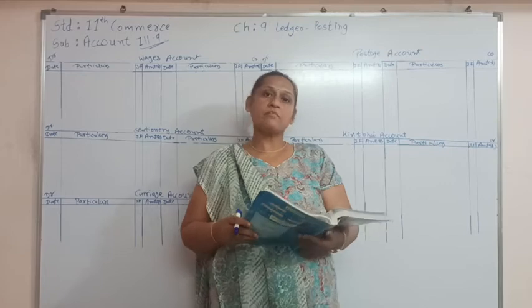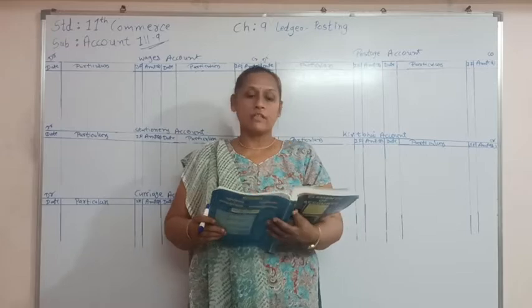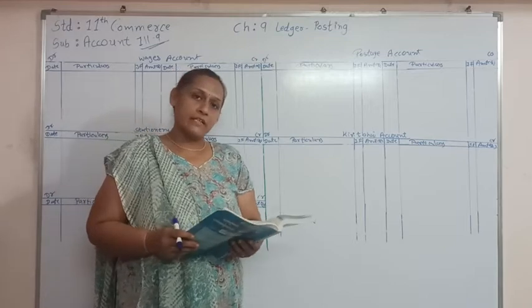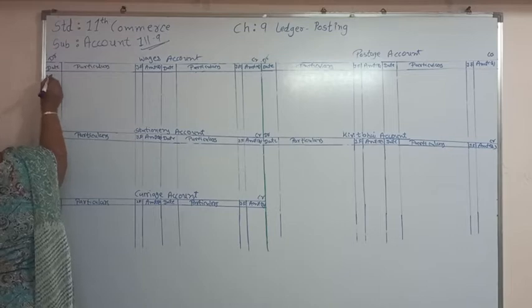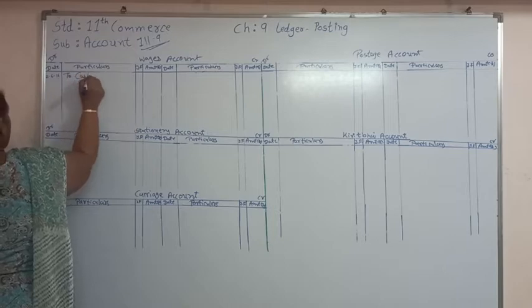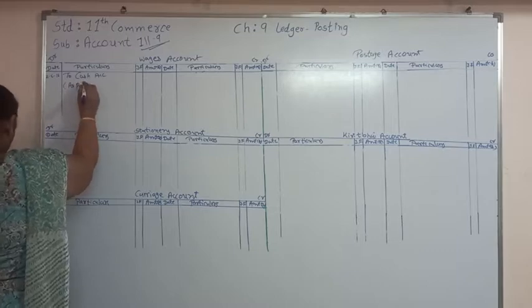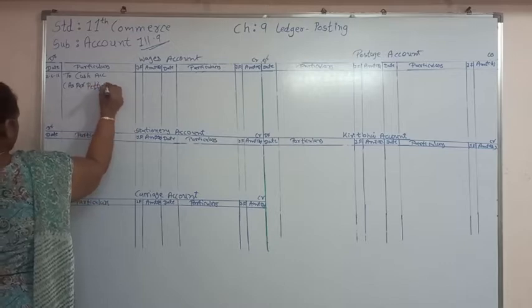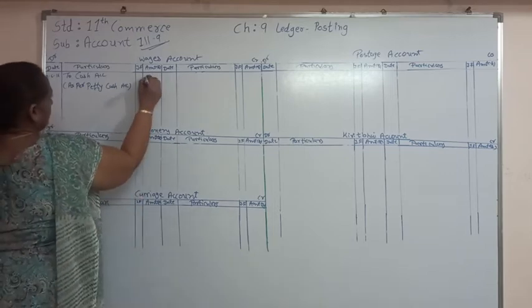Let's start posting from the petty cash book. So here on the debit side of wages account, we are going to write down the date, which will be 2nd June 16, and to cash account as per petty cash book. On debit side of wages account, 2/6/16, to cash account, as per petty cash book. And the amount will be 600.